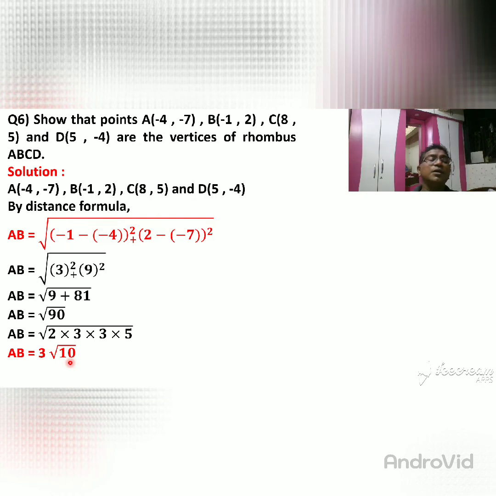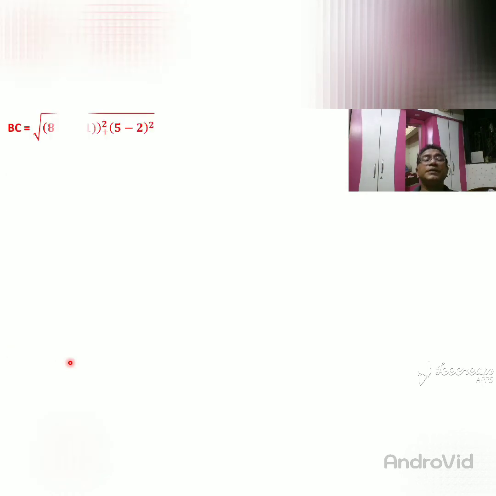Okay. Then we want to find the distance BC. So distance BC is equal to x2 minus x1. So x2 is 8 minus x1 which is minus 1, and y2 is 5 minus y1 which is 2. Out of bracket negative sign, so minus 1 becomes plus 1. So here it is 8 plus 1, what do you get? 9. So you get 9 square. 5 minus 2, what remains? 3. So you get 3 square.